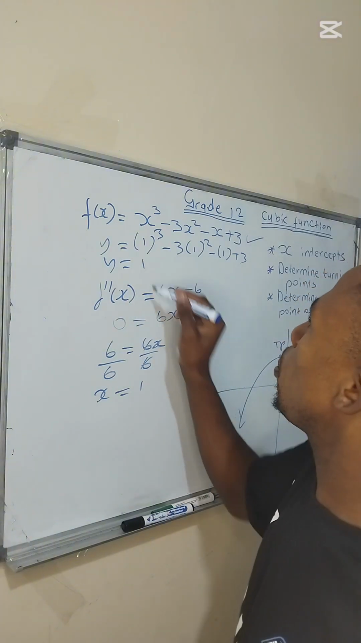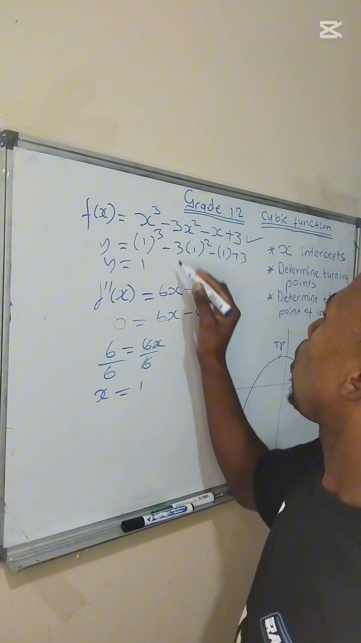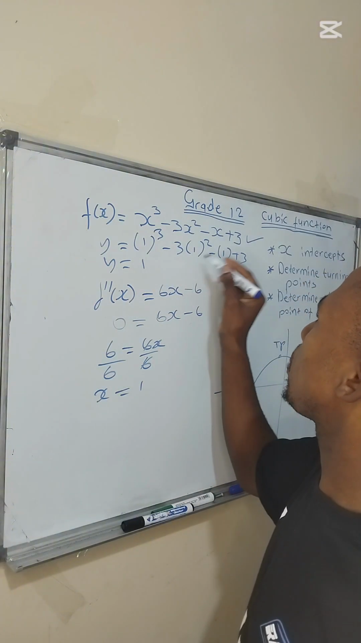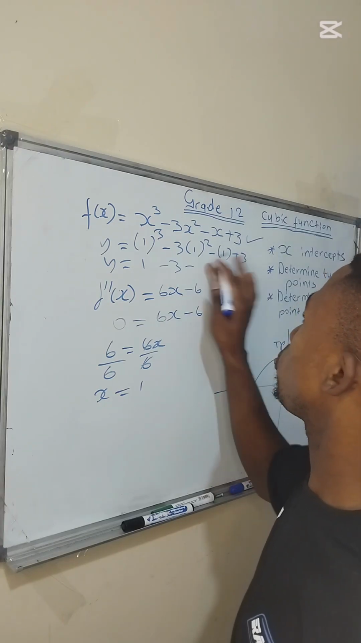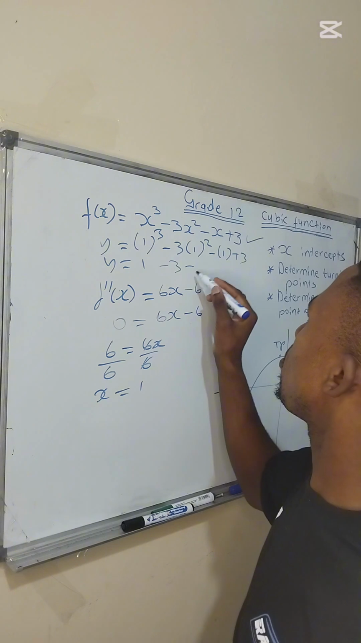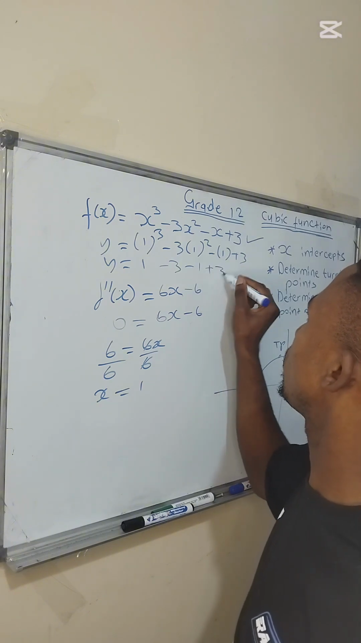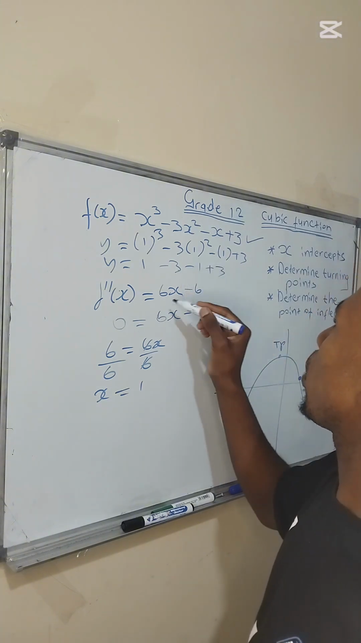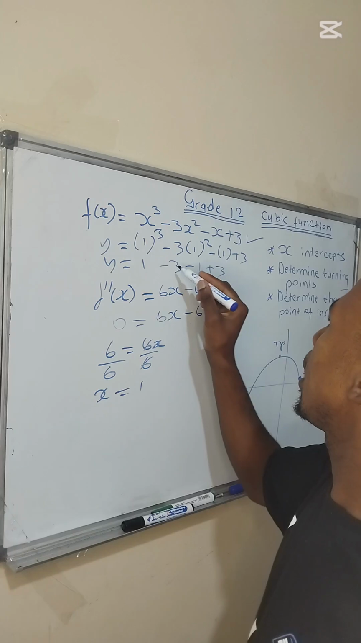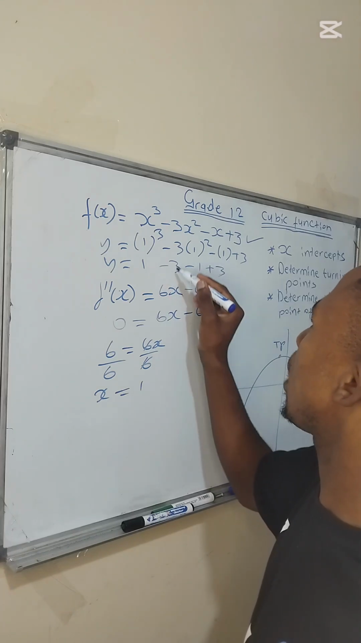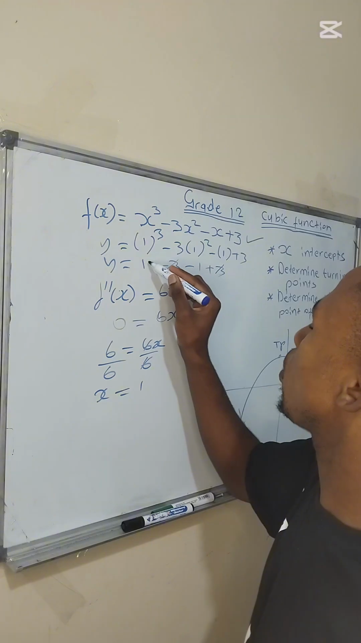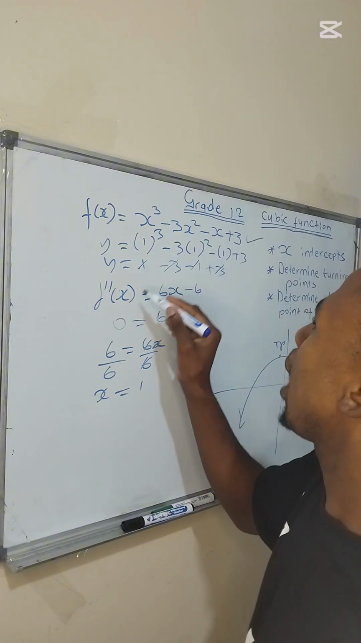We have 1 cube, which is 1. We have negative 3 multiplied by 1 squared, which is minus 3. We have minus 1, then plus 3. Then this and this will cancel out, this and this will cancel out, even this one and this one will cancel out.